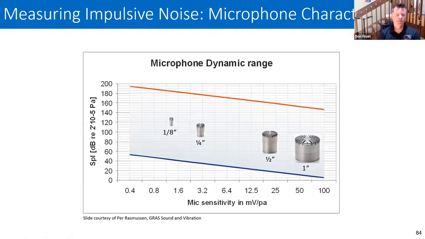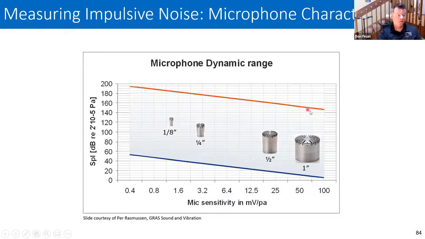Here's another example of some characteristics of microphones based on diaphragm size. We have a 1/8-inch microphone on the left and a 1-inch microphone on the right. The dynamic range for each of these microphones is represented by the blue and the orange line. The 1/8-inch microphone's overall dynamic range is about the same as a 1-inch microphone, but it's shifted up in that it can capture sounds that are much, much higher in amplitude. So not only are there frequency differences for the 1-inch versus the 1/8-inch or 1/4-inch microphone, there's also amplitude range, specifically the highest amplitude characteristics are different.